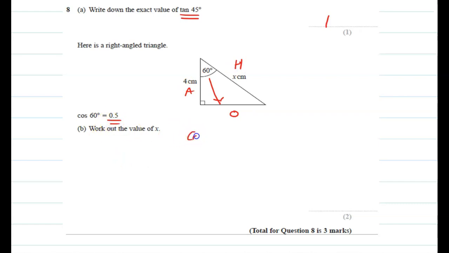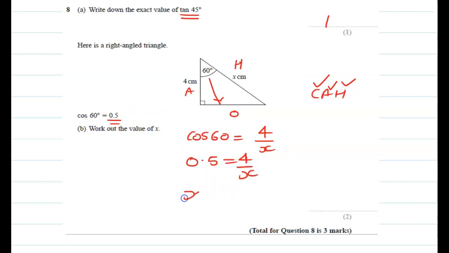Basically cos 60, if you apply SOHCAHTOA, cos is adjacent over hypotenuse, so adjacent is 4, hypotenuse is x. Cos 60 is 0.5, so 0.5 equals 4 over x. So x equals 4 over 0.5, which is 8. So this answer will be 8.